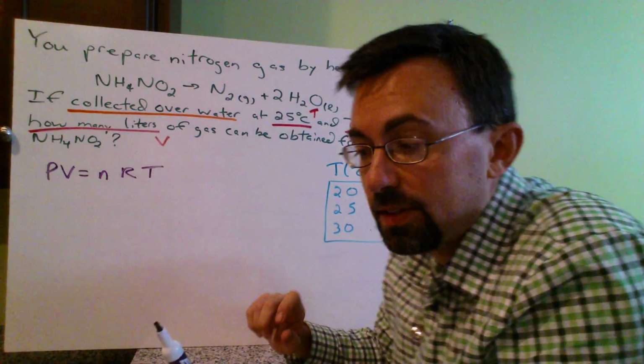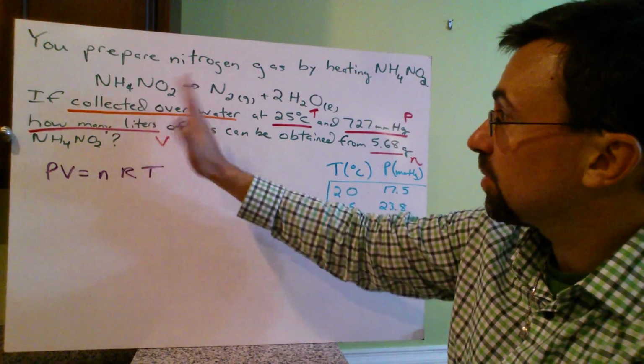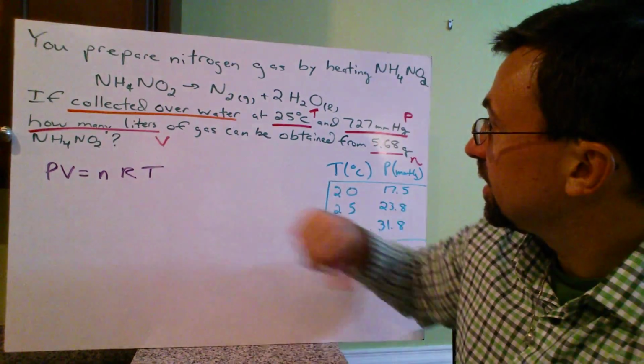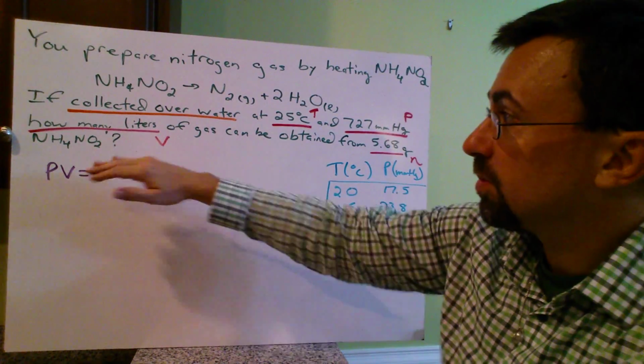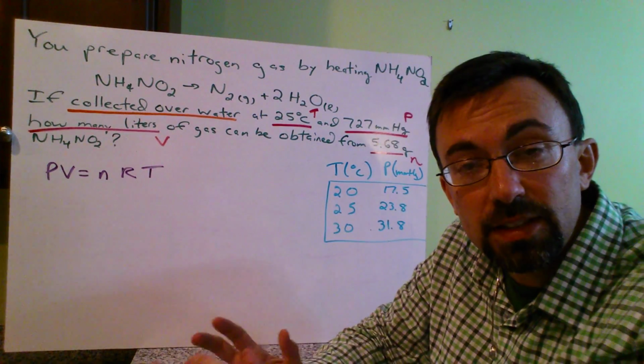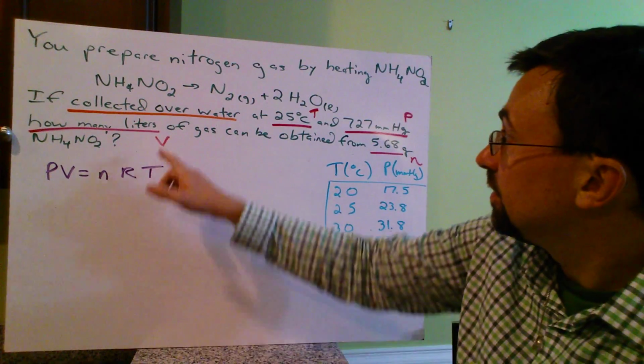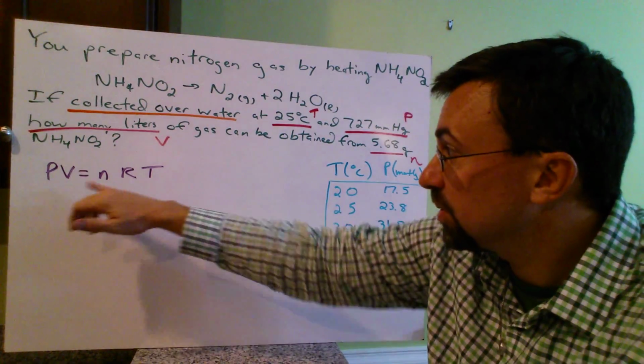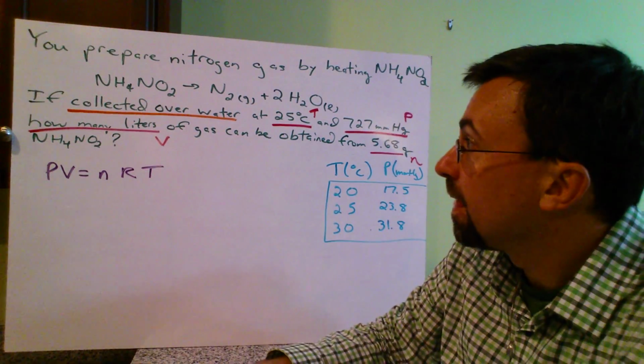And what happens here is a little bit of a trick. But let's read the word problem. We collect over water, 25 Celsius, 727 torr, how many liters from 5.68 grams of ammonium nitrite? So again, everything that's there, underline it, give me a letter: V, T, P, and n. This is clearly one version, PV equals nRT. We're going to plug and chug into that.